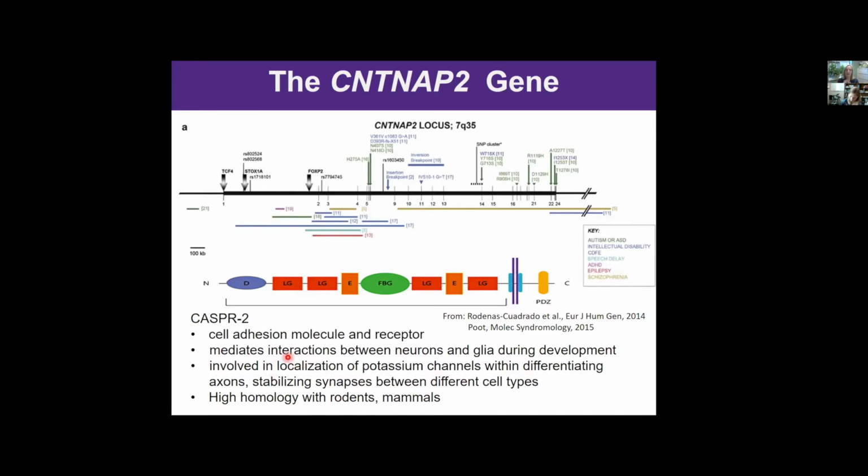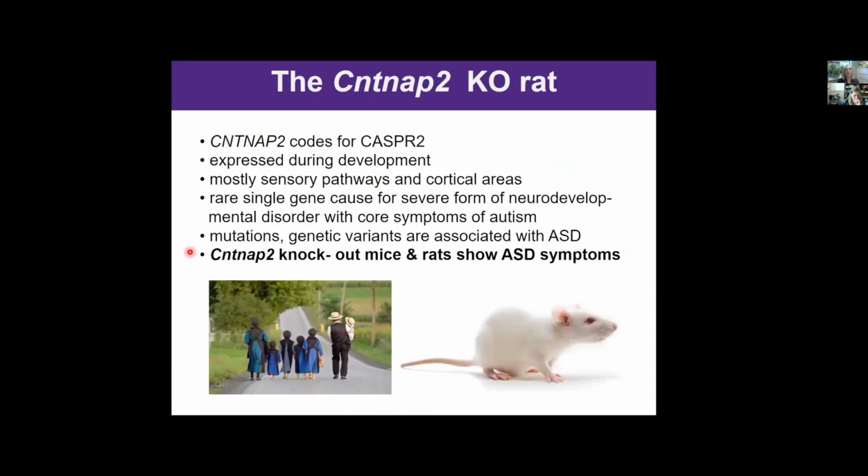Importantly, Caspr2 and the Cntnap2 gene are highly homologous between rodents, mammals, and humans. Between mouse and human, there's 94% homology. And between chimpanzees and humans, 99.5% homology. So highly conserved. So again, we use this Cntnap2 rat. Most importantly, the Cntnap2 knockout mice and rats have been created, and they show core symptoms of autism. They show stereotypic behavior. They show changed sociability, and so on.